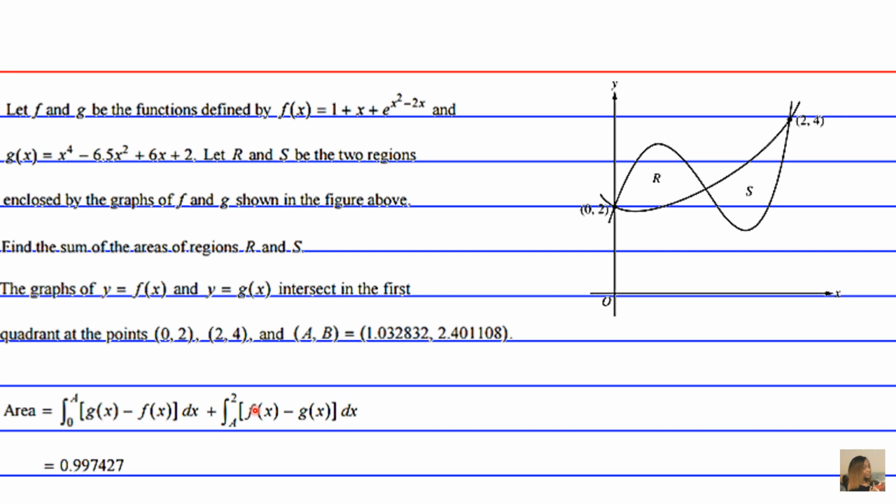Then you can go ahead and do a second integral. Some of you already know how to do this all in one shot. That's okay, but for those of you who don't, like myself, you can analyze the second integral. We're analyzing the area S from point A, again, which is 1.03..., to point 2. These are our bounds of integration on the x-axis. In your calculator, you're going to input A, which is 1.03, and then input the limit 2.